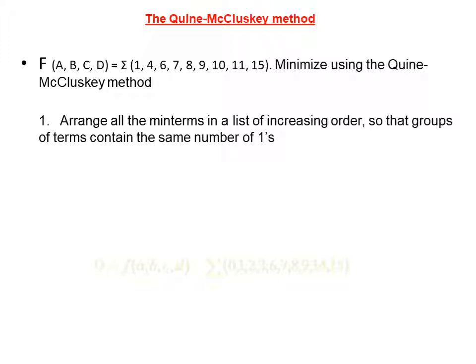Now let's discuss the tabulation method with this example. F is equal to the minterms 1, 4, 6, 7, 8, 9, 10, 11 and 15. We are going to minimize using the Quine-McCluskey method. The first step is to arrange all the minterms in a list of increasing order so that the groups of terms contain the same number of ones.